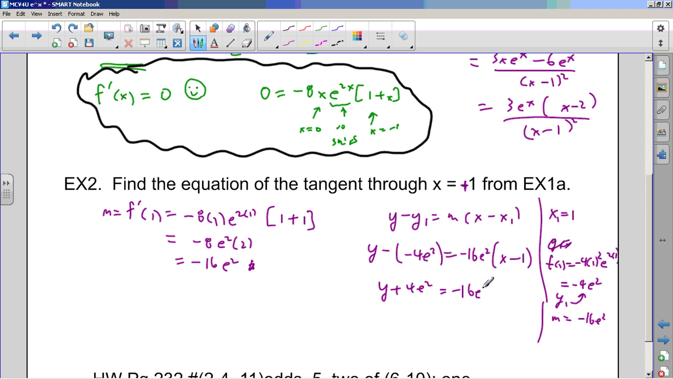Yes, I realize that. Plus 16e squared. If I wanted that on that side, it would be y equals negative 16e squared x. This is just a number, this is the slope, and then like terms actually, believe it or not, subtract 4e squared from both sides, and this would be the y-intercept. So that is the required equation.